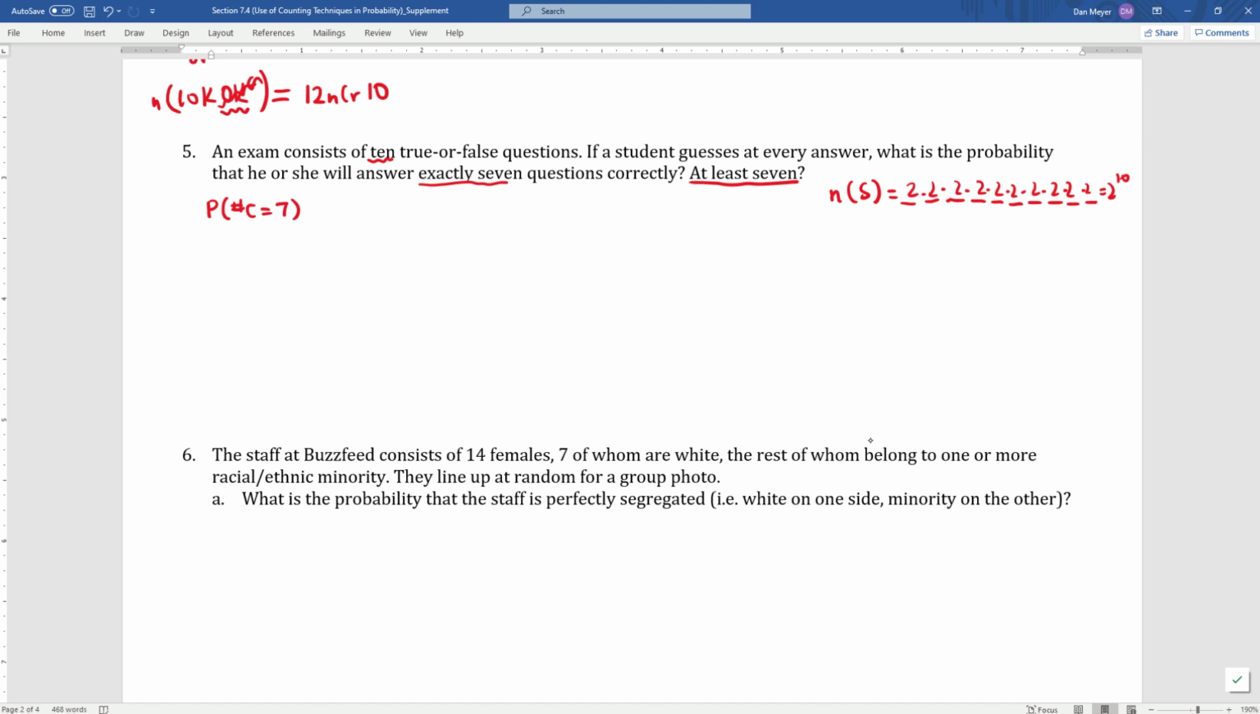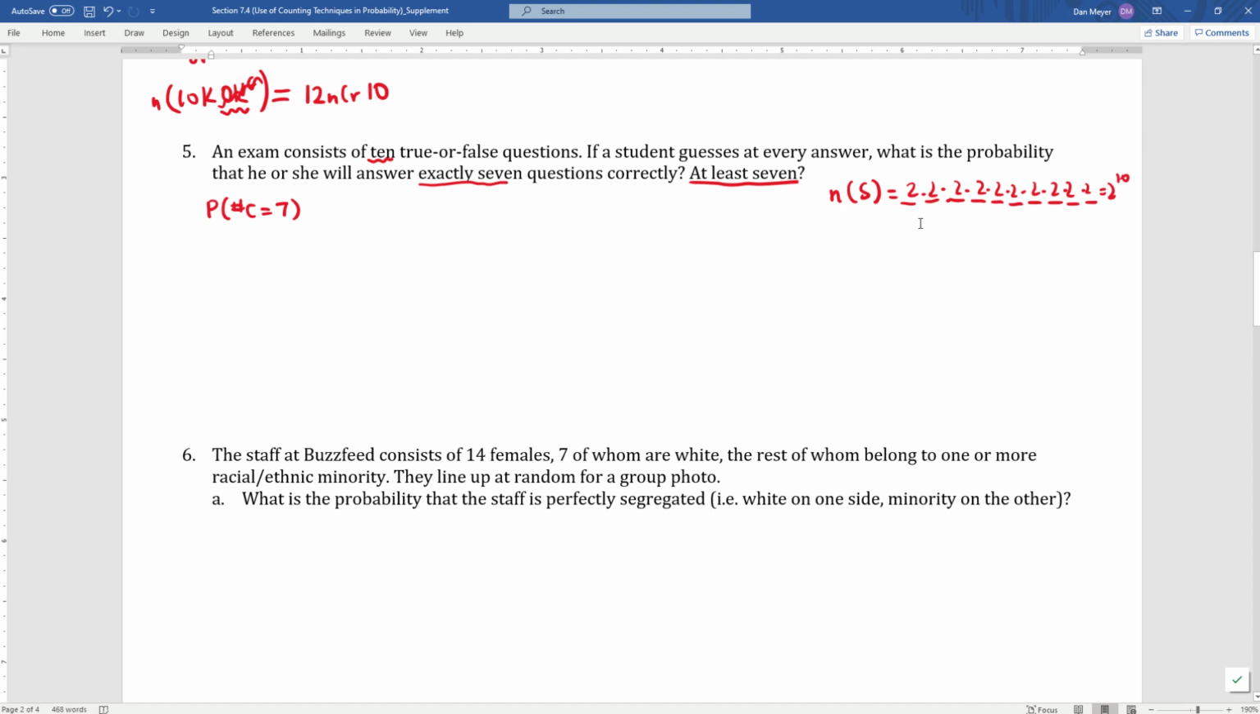I guess that's not really the right way to think about that. You could say there are 2 to the 10th true or false tests with 10 questions, but for any true or false test with 10 questions, there are 2 to the 10th different ways of answering it. I guess that's the better way of thinking about it. For each of the 10 questions, you have 2 different ways of answering it, and that's why there are 2 to the 10th different ways to answer this true or false test.